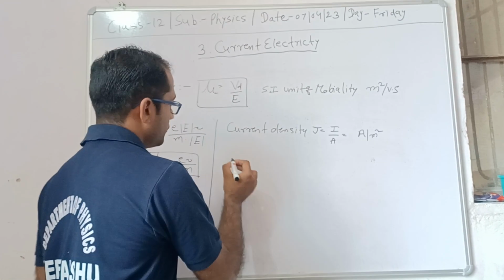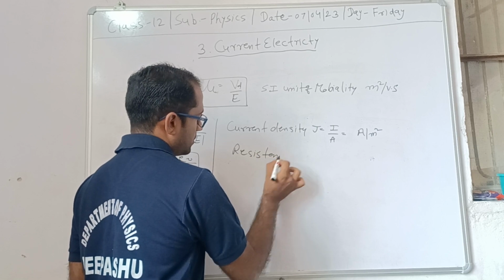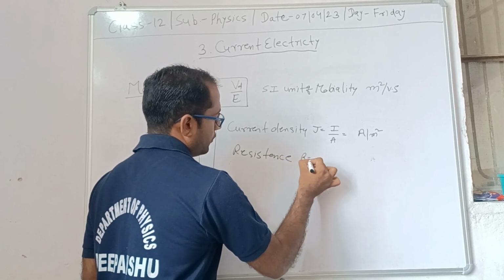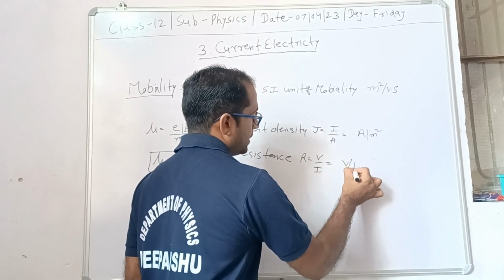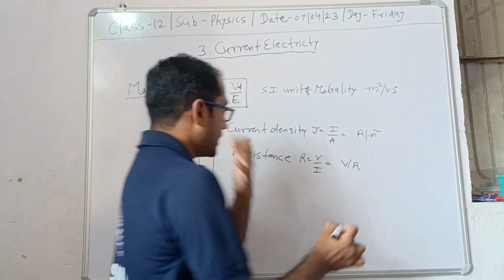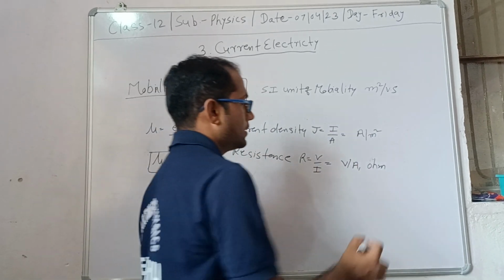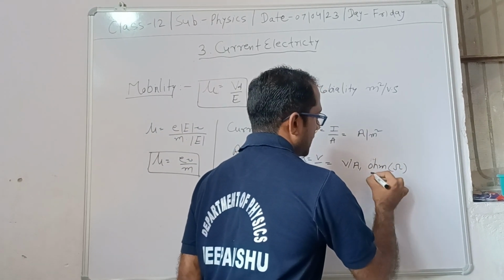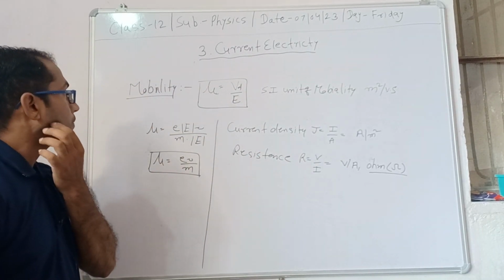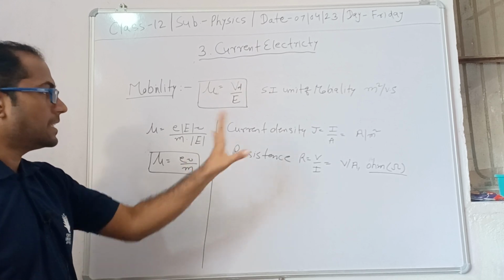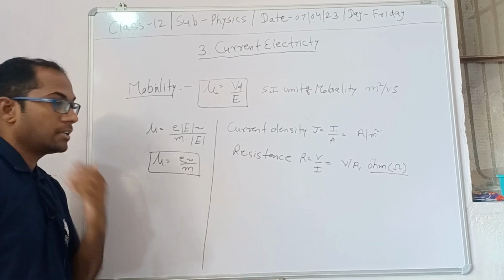Also, we forgot the resistance. Basically, resistance R equals V upon I, where V is in volt and I is in ampere, and we denote it by ohm, in honor of the scientist Ohm, and the symbol of ohm is like this. This is also the SI unit of resistance. So these are the SI units of the different quantities we are using in this chapter.